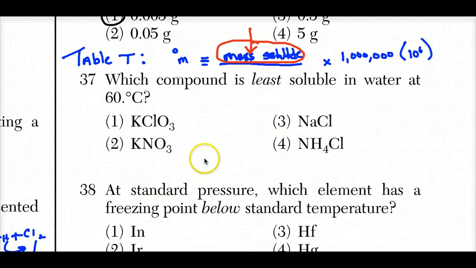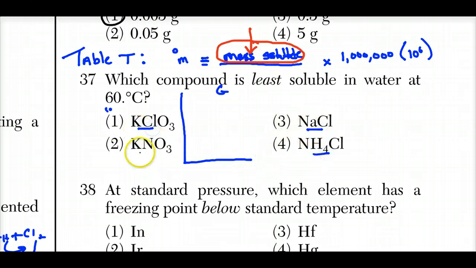Number 37, which compound is least soluble in water at 60 degrees Celsius? Now, if you are a genius and you already know this, that's great, but most of us have to look in a reference table, and reference table G lists solubility curves. Solubility is the measure of how well a substance can dissolve in a solvent. The solvent we use in this course is water. How many grams? This side of the curve is grams of the substance, and this is the temperature.